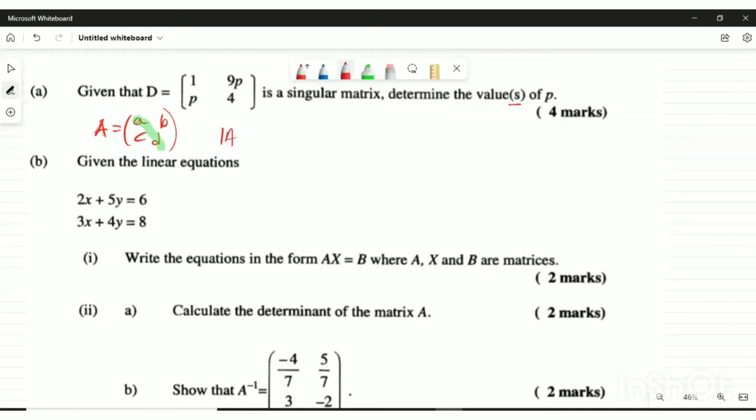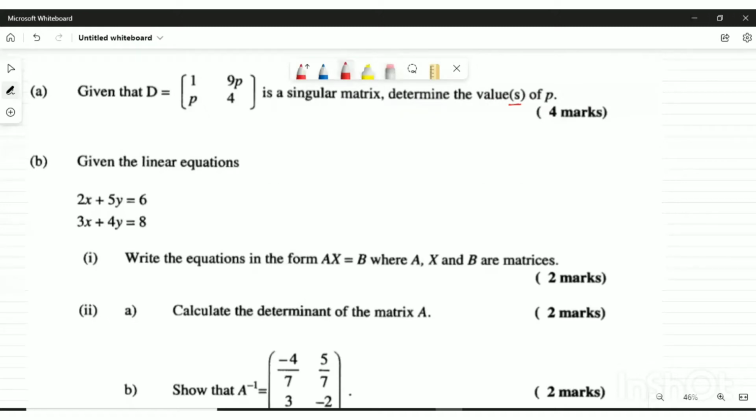determinant A, which is the product of the leading diagonal, subtract the product of the non-leading diagonal, this should equal 0. So the concept of the singular matrix is such that the determinant must be equal to 0. We want to use that idea to help us to solve this.